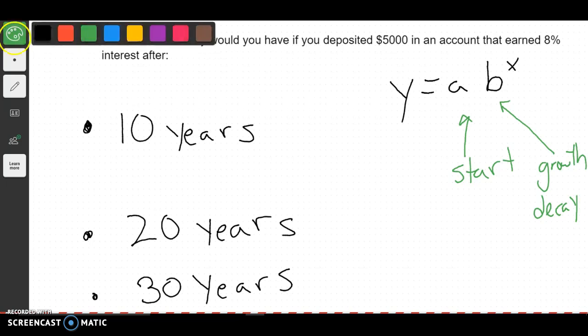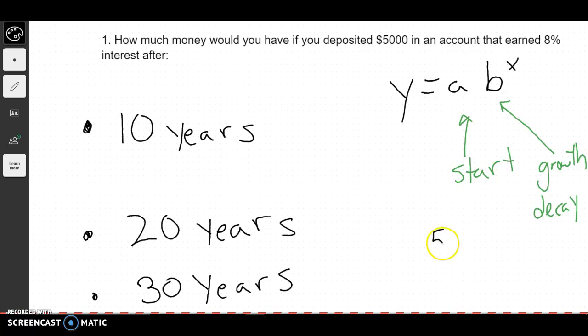In this first problem, it says how much money would you have if you deposited $5,000 in an account that earned 8% interest after, and then we have the years 10, 20, and 30. So the first thing that we really need to do is go, okay, what do we start with? So our start amount is $5,000. Then how much do we grow by? A lot of people want to say we grow by 8%. And that is not quite true.